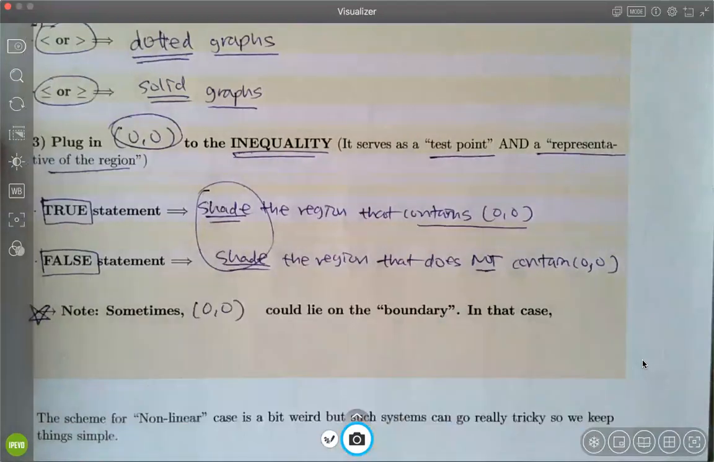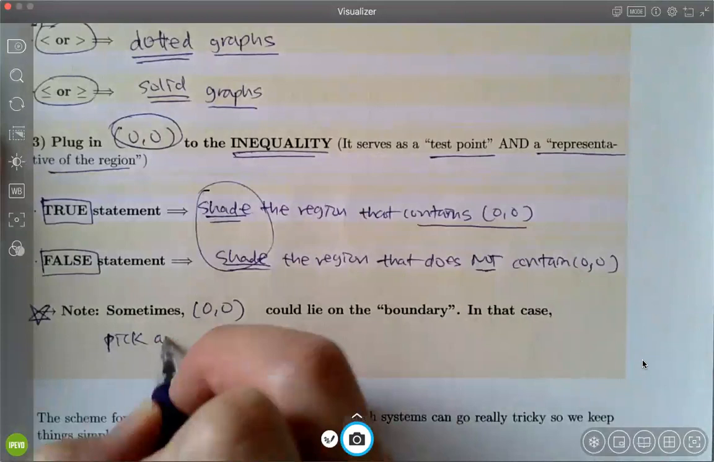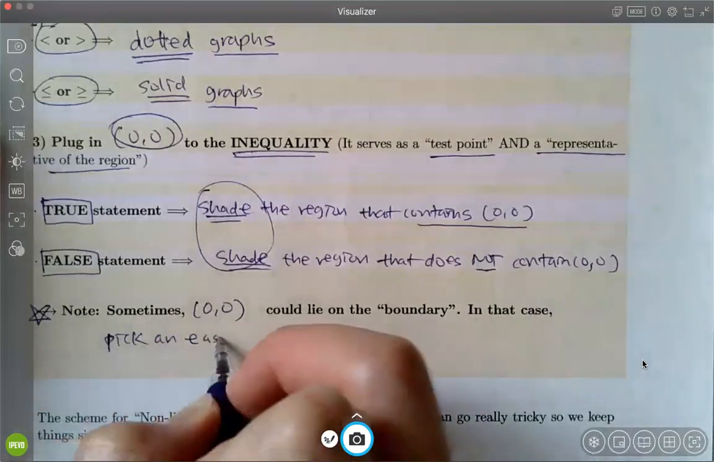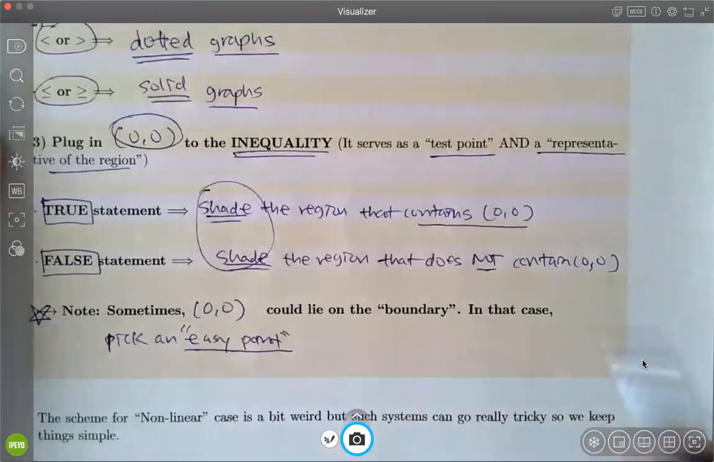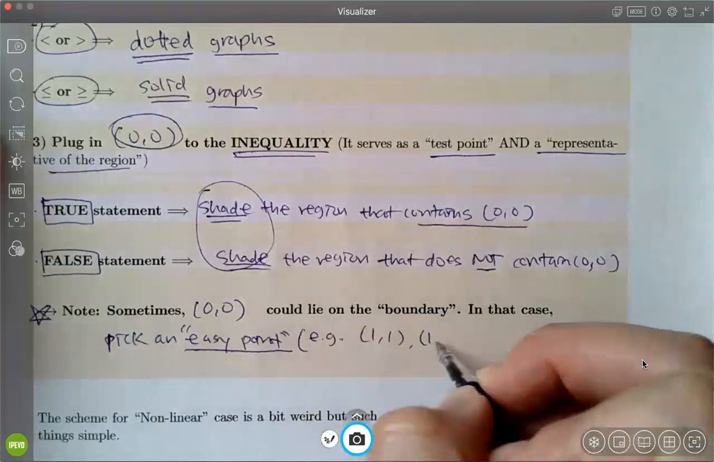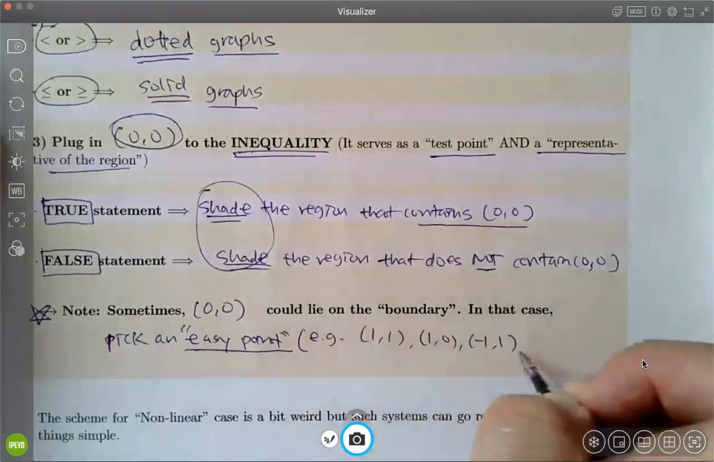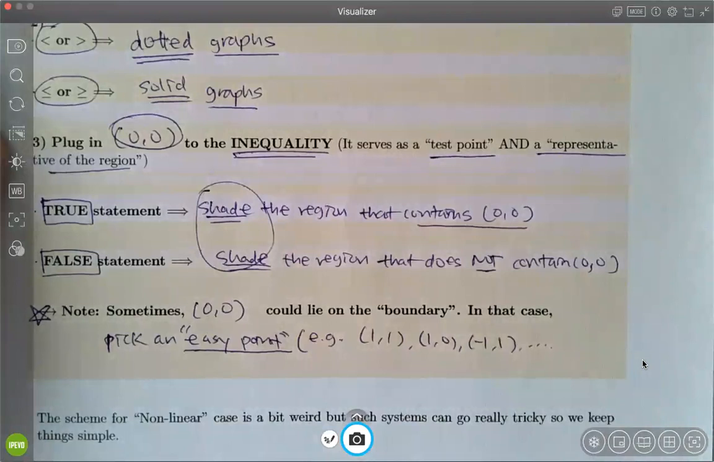In that case, what do we do? Well, just do the same thing. Pick an obvious, easy point. Okay, so once again, be as easy as possible, such as 1, 1, 1, 0, -1, 1, things like that. Or you can do maybe 1, 2, but try to avoid something like 1, 10, because that might be a little bit too big.